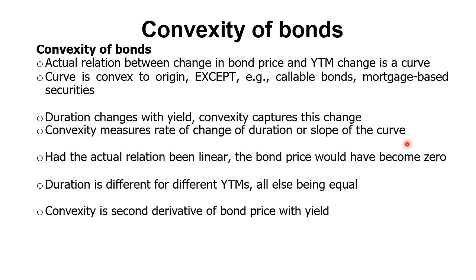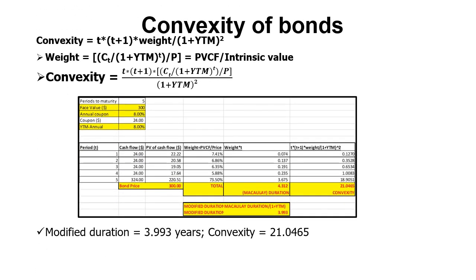Therefore, the convexity of a bond at any point on the yield curve measures the rate of change in duration as the YTM changes. Let's discuss how convexity is calculated. We will discuss its meaning and implications in more detail thereafter. Basically, you take the second derivative of the bond price with respect to the yield to maturity by taking the duration calculations a bit further. The formula for convexity is the sum of T times (T plus 1) times weight, divided by (1 plus YTM) squared. As we know, the weight is equal to Ct divided by (1 plus YTM) raised to the power T, divided by P.